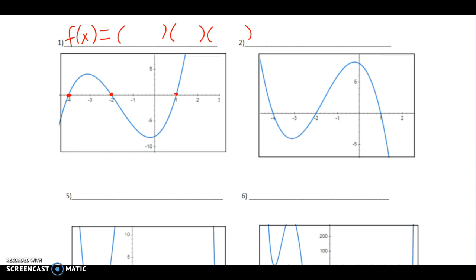How do we get our graph to go through -4? Plus 4. X plus 4. How do we get it to go through -2? And how do we get it to come back up through 1?